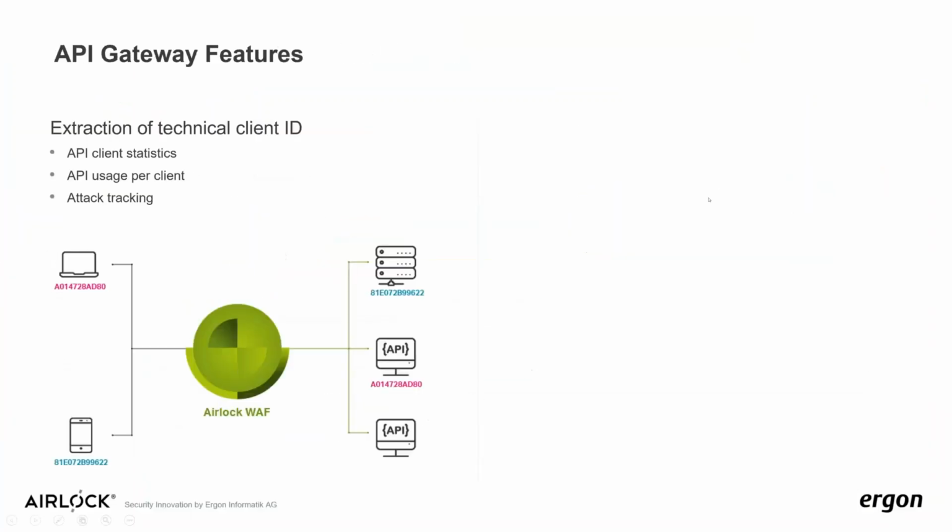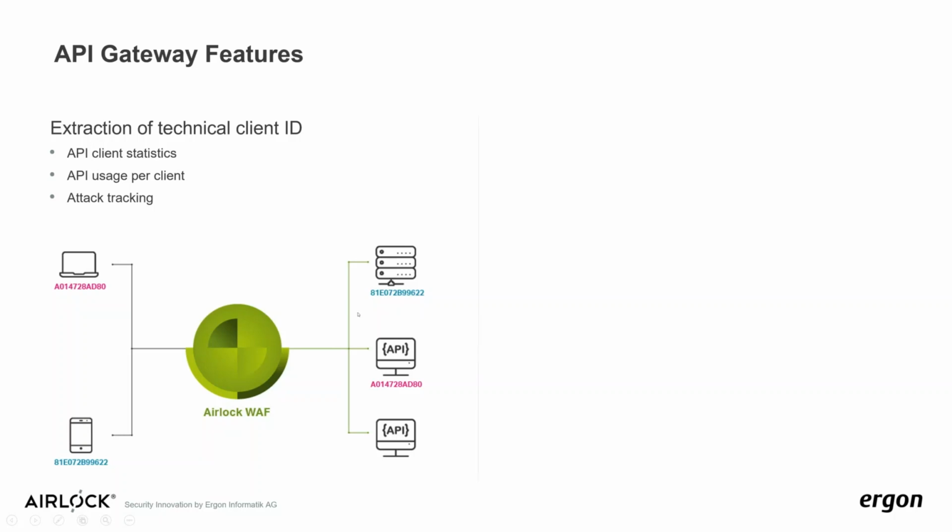Okay, then moving on to the API gateway features. Since version 7.3, since this release, it's possible to track the technical client ID, where we extract the technical client ID out of the JWT token. And then you have an ID which identifies what software accesses the backend application through the WAF. And of course, this is logged.